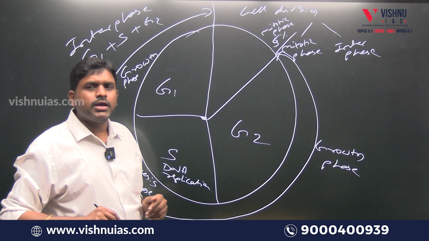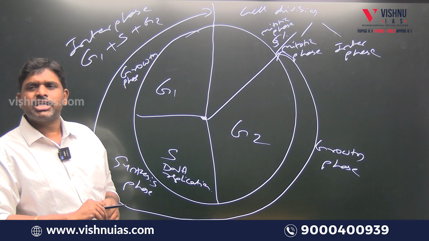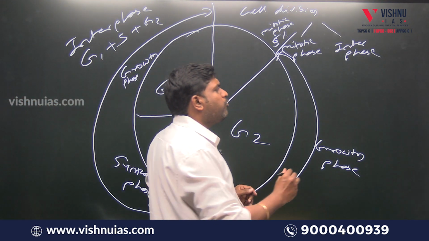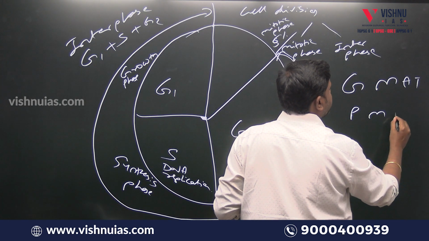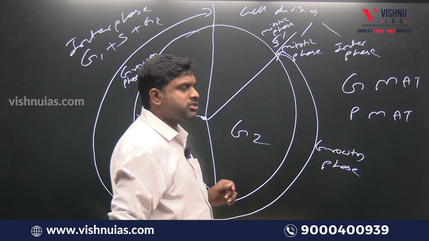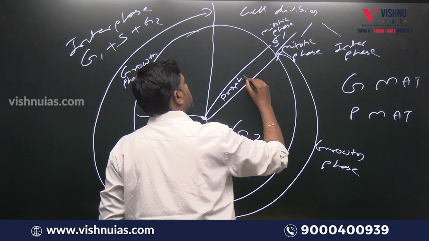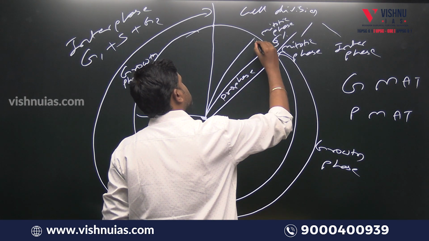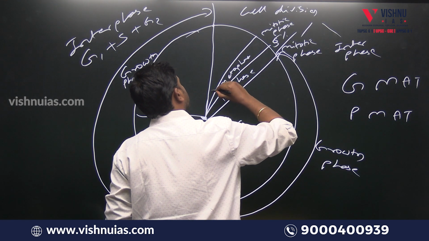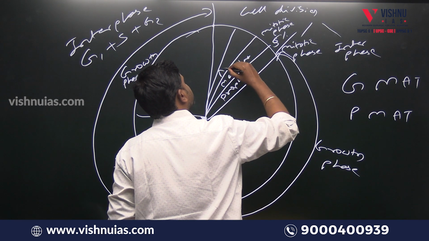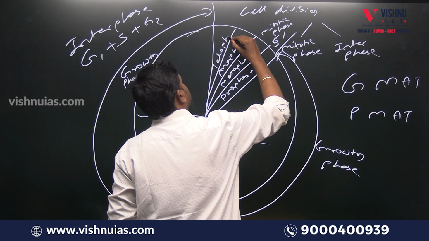Growth phase and mitotic phase. The mitotic phase has 4 stages. How do we have to remember them? We know that GMAT exam is there, now it is PMAT. P is prophase, M is metaphase, A is anaphase, and the other is telophase.